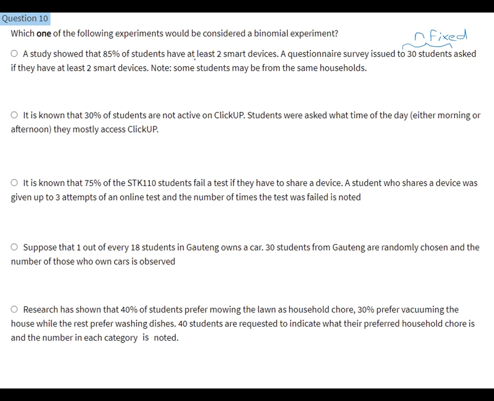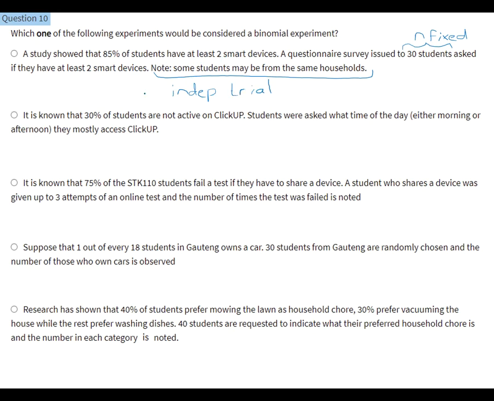Asked if they have at least 2 smart devices, and then we say here, note that some students may be from the same household. So if you think about the number of devices that you have, it could be linked with what's happening in your household. So if we take siblings who live in the same household, let's say this is a family with a lot of resources, each person might have multiple devices. If you are a family that doesn't have access to a lot of resources, you might be lucky to have 1 device. So this means that we are not working with independent trials. So that one is violated.